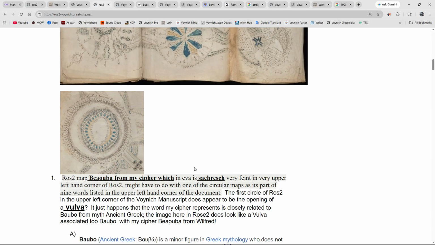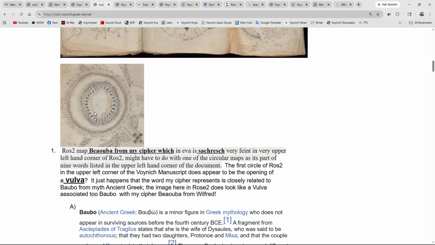So we'll go down here, and granted, this is a pretty big opening for a vulva. Must have been a loose woman. I'm just kidding.